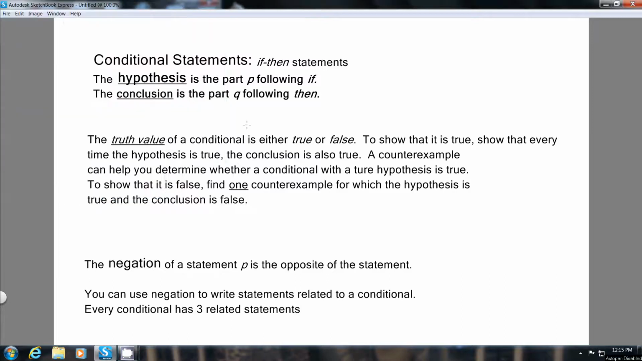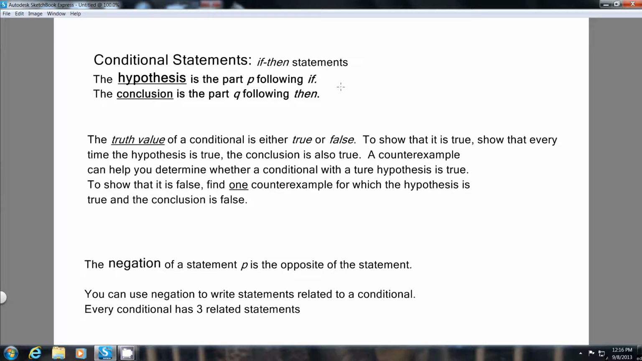In this video, we're going to look at the foundation of reasoning. These are called conditional statements, which are known as if-then statements. In an if-then statement, you have the hypothesis, which is the part following if, and the conclusion, which is the part following then.